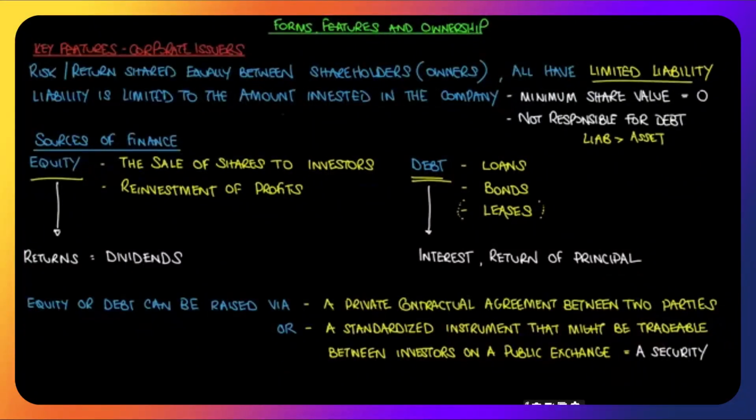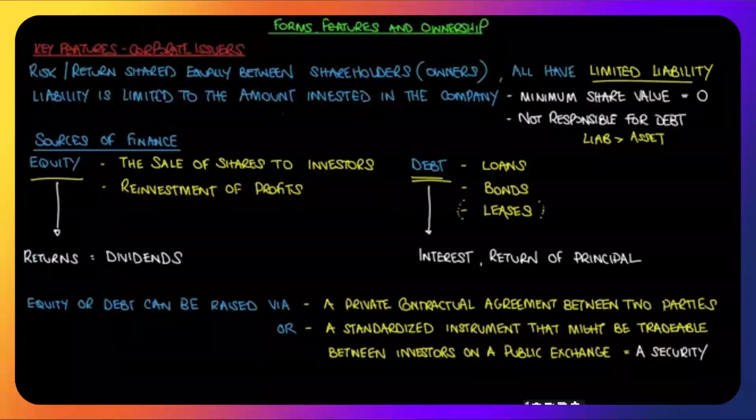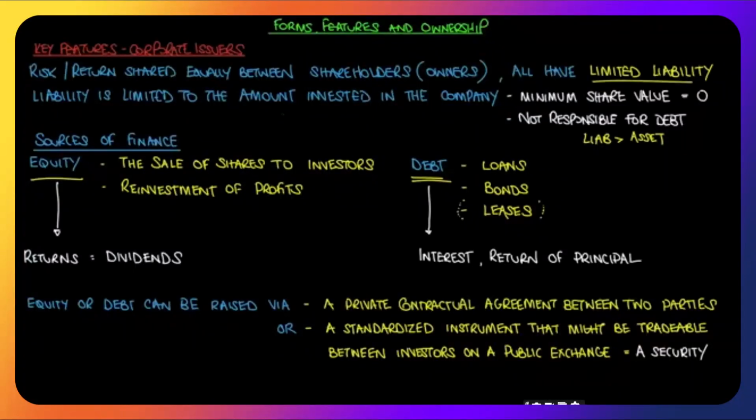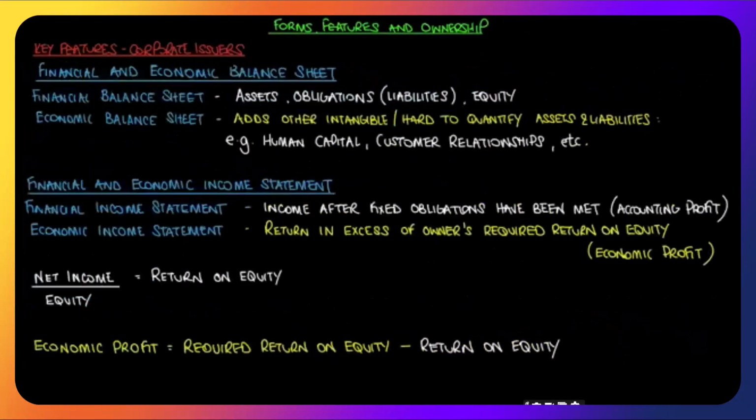Equity, more expensive. How do you raise this equity or debt? Can be in a private contractual agreement between two parties, or it may be a standardized instrument, tradable between investors on an exchange that is a security. And again, we'll get into that in a little bit more detail in later modules. So what does this separate legal entity own? What does it owe and what returns does it make? How can we measure it?